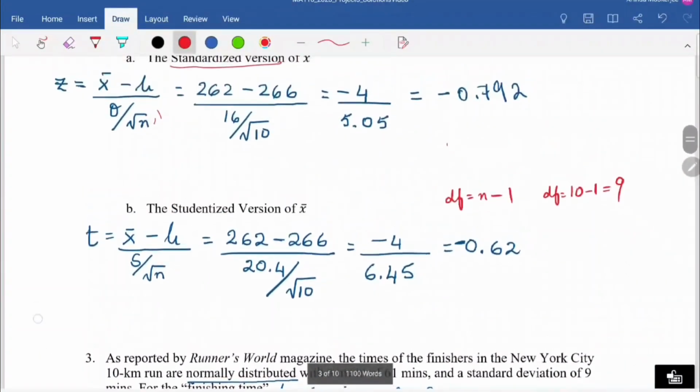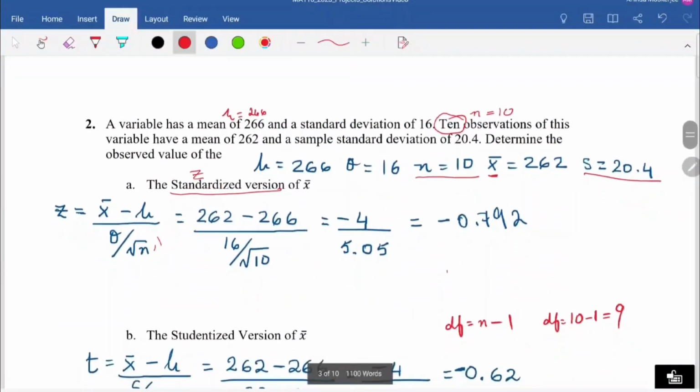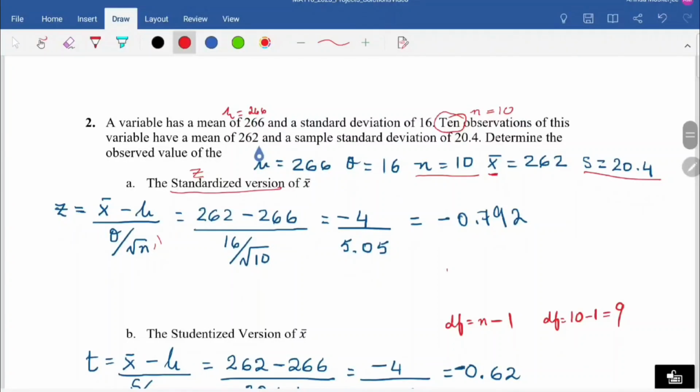Well, it's not quite question 2 in your review sheet. This is a different review sheet that I'm using, but the question is the same.